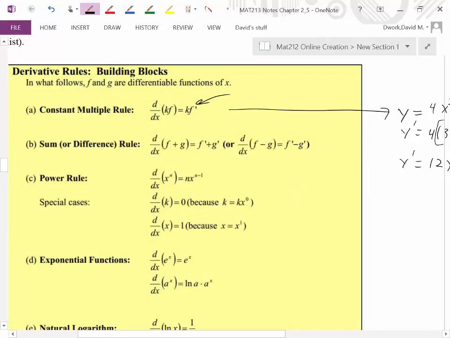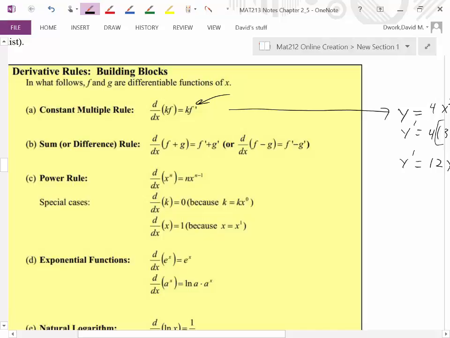Power rule, we also already did. The power rule says you bring your exponent out to the front, subtract 1, and voila. When I say out to the front, note it's multiplying. Special cases, just note if you have a constant, the derivative is 0 for the reasons we already described.